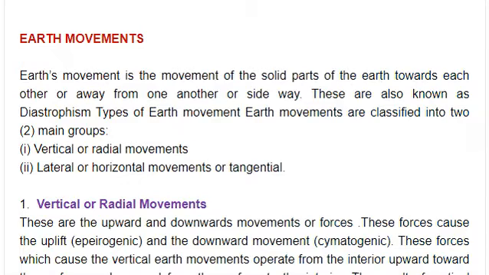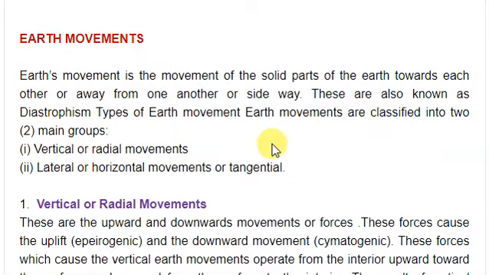Starting with the Earth's movement, we are saying that Earth's movement is the movement of solid parts of Earth towards each other, or away from one another, or sideways. So the movement can be towards each other, away from one another, or sideways. Three ways of movement. These are also known as diastrophism.